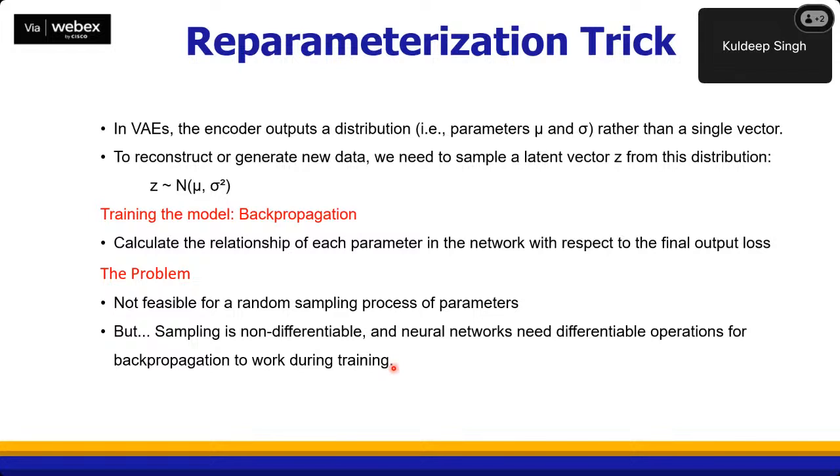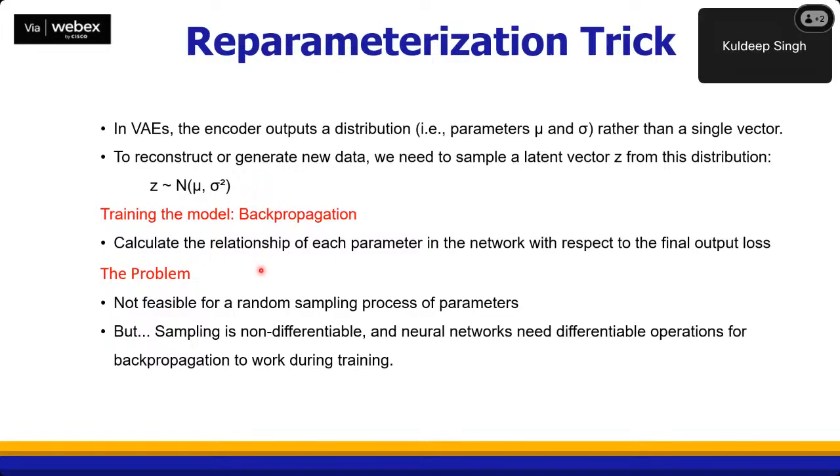So what we are doing here is, the variational autoencoder outputs a distribution. Outputting a distribution means giving the parameters mu and sigma rather than a single vector. And then for reconstructing, we sample this Z from this distribution. Right? This is the background.